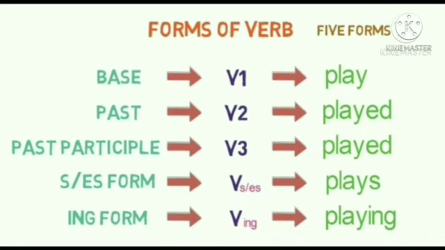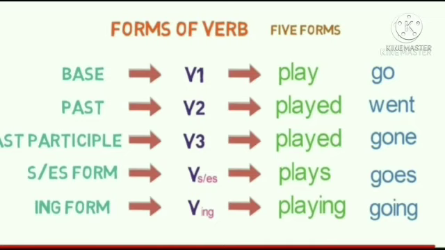S or ES form is plays and ING form is playing. One more example with the verb go. V1 form of go is go. V2 form is went. V3 form is gone. V-S or ES form is goes. V-ING form is going. Next, we shall learn more about simple present tense.